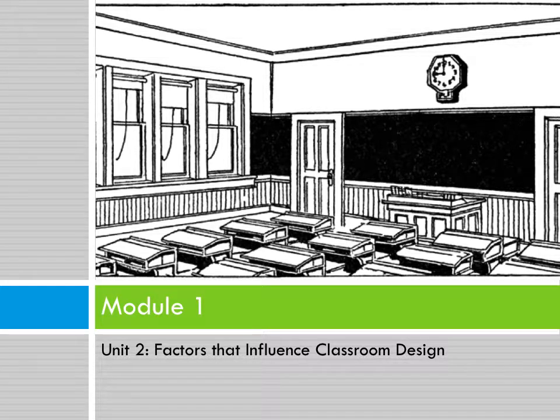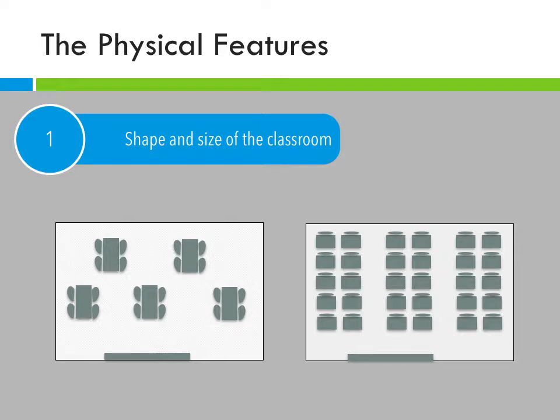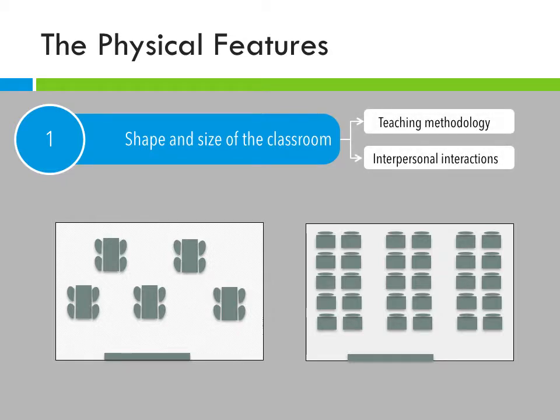In this unit, we're going to look at the different factors that influence your classroom design. Because the classroom, together with all its contents and its furnishings, can either be a powerful teaching tool or have a negative influence on learning. The first factor we're going to look at is the physical features of a classroom, such as the shape and size. Now, we have no control over the size of the classroom, but it does have a big impact on how we teach and how our learners interact.